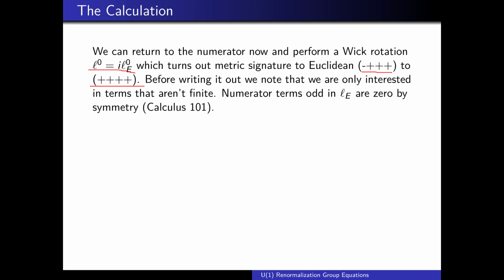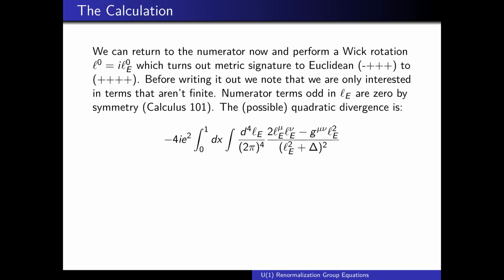So we're actually only interested in the non-finite terms. Those are the terms of interest for us in this renormalization group equation process. And so when we get the finites, we can put those to the side and not worry about those. Also, the numerator terms odd in L are going to be 0. That's just due to symmetry, calculus, like the even-odd symmetry of a function.